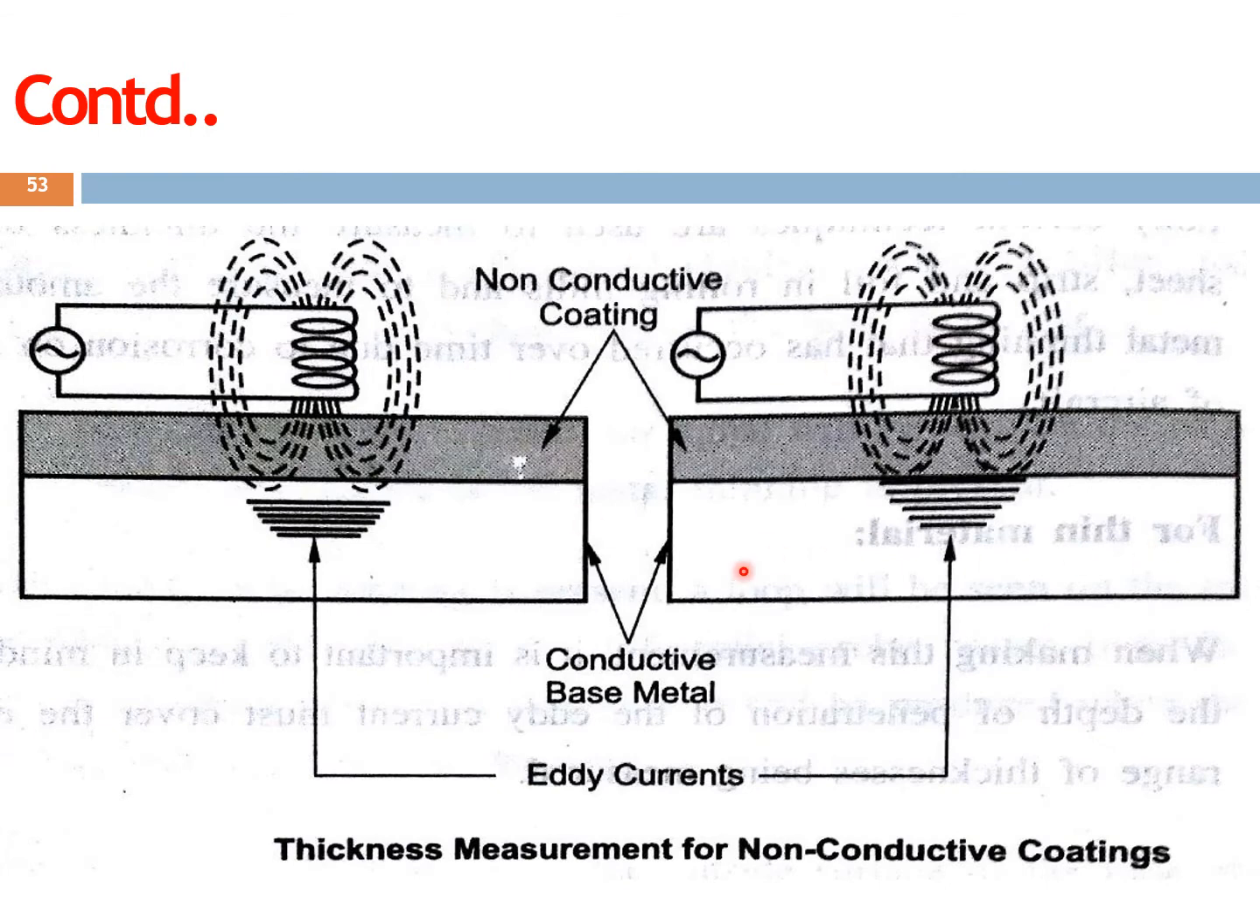This is again another method. We have two different thickness materials, and two eddy current probes are being used. Non-conductive coating thickness we can find out easily using a correlation method.